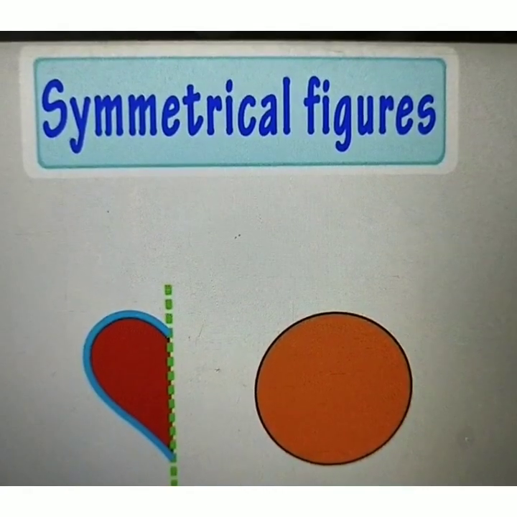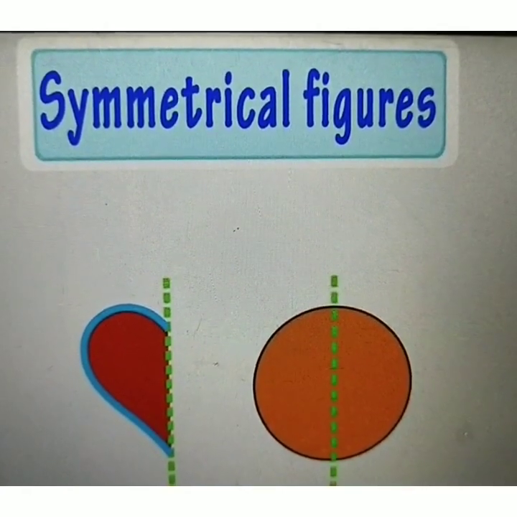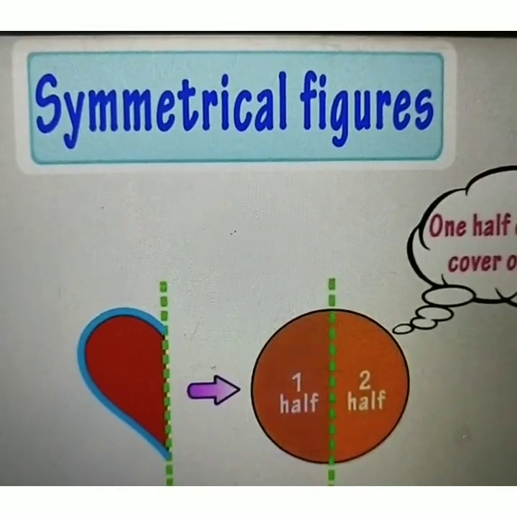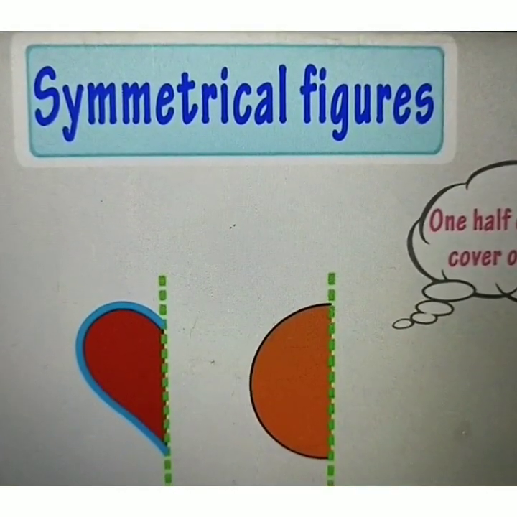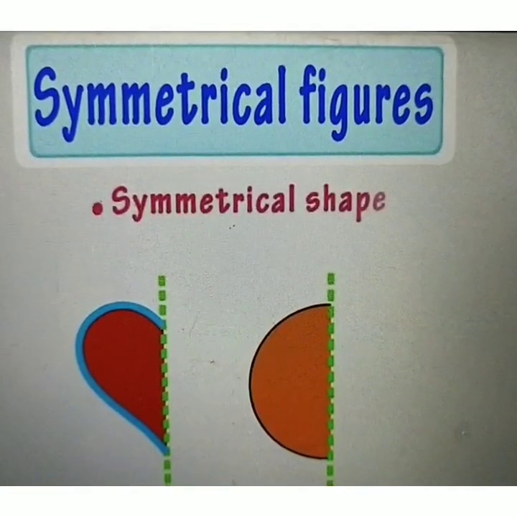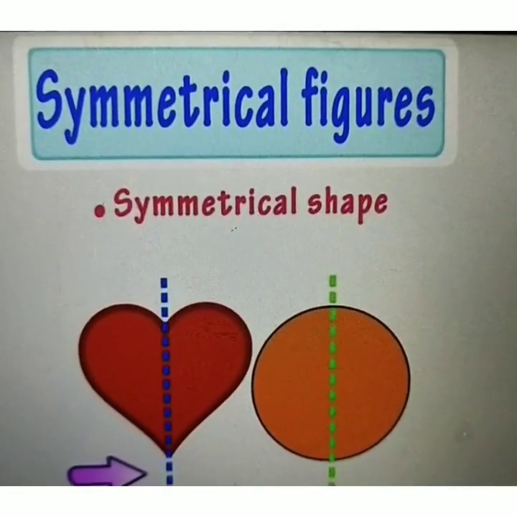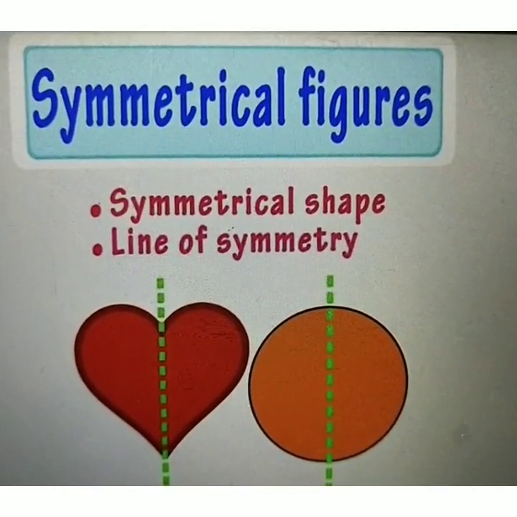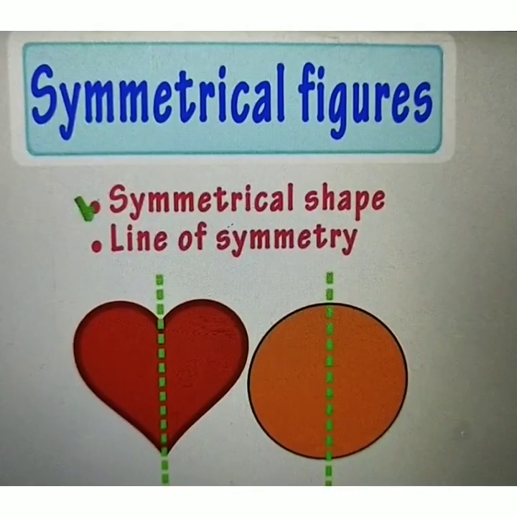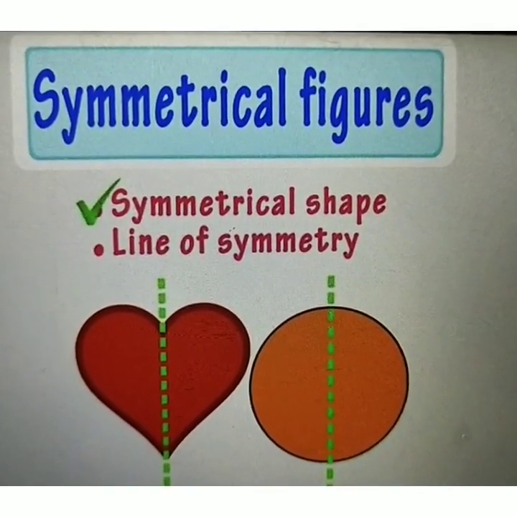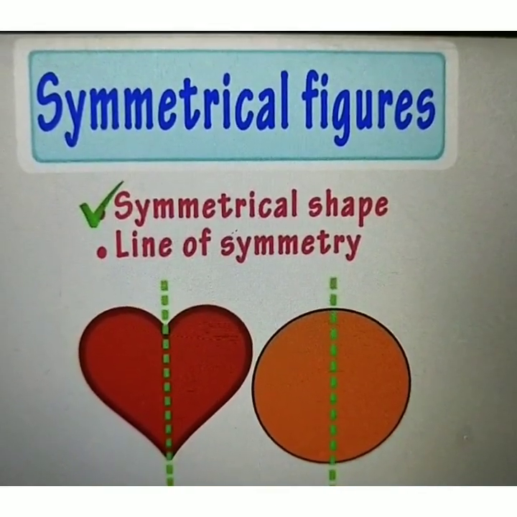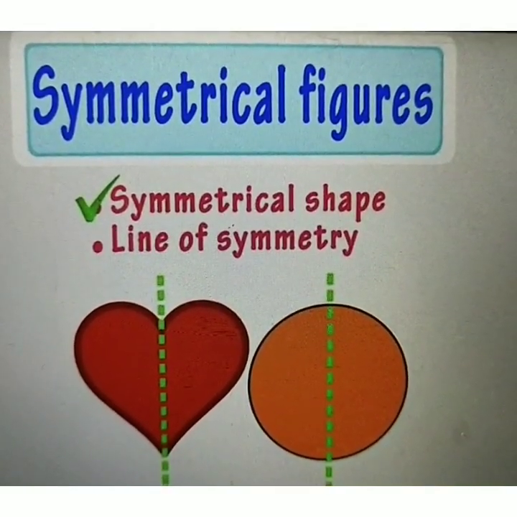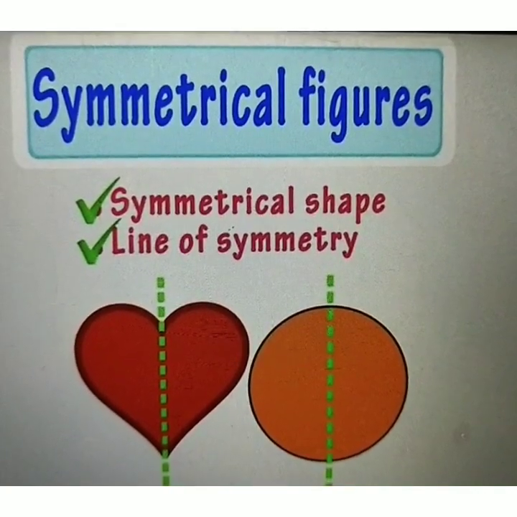And when you can fold a shape in half and one half exactly covers the other half, we can say that the shape is symmetrical. And the fold line is the line of symmetry. So, this shape is a symmetrical shape. And this line of fold that divides the shape into two similar halves is the line of symmetry.